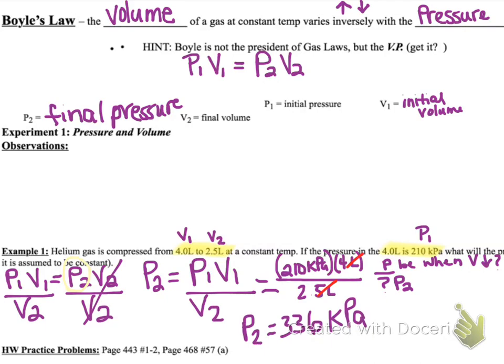Now, we're not quite done yet. We should always round our answer to the correct number of sig figs. So if we take a look, 4.0 liters is 2 sig figs, 2.5 liters, 2 sig figs, 210, 2 sig figs. So you always round to the least. In this case, they're all 2 sig figs. So 336 will actually round to 340 kilopascals.